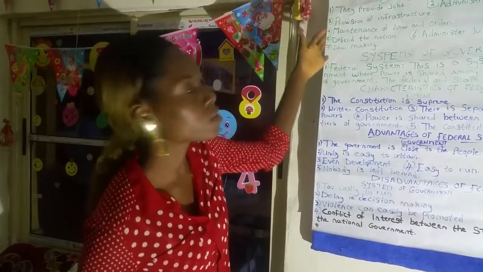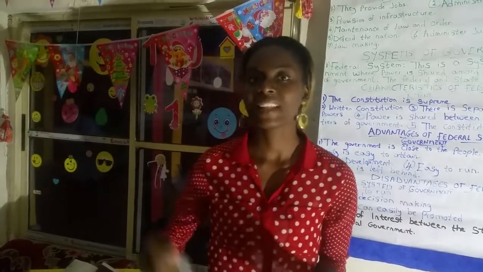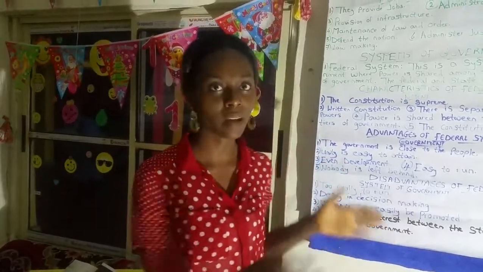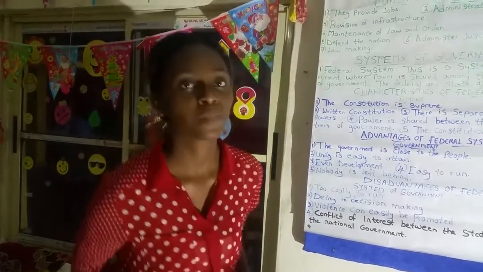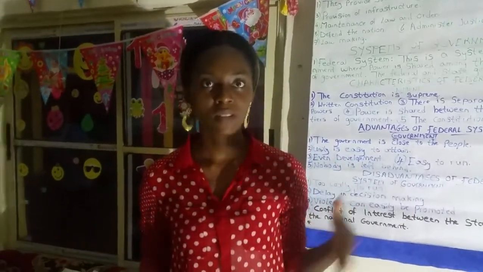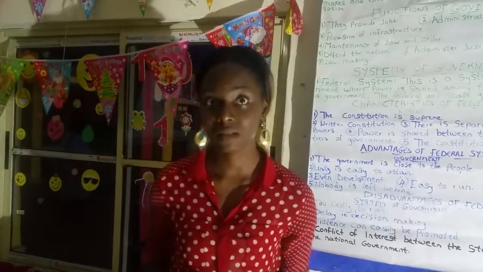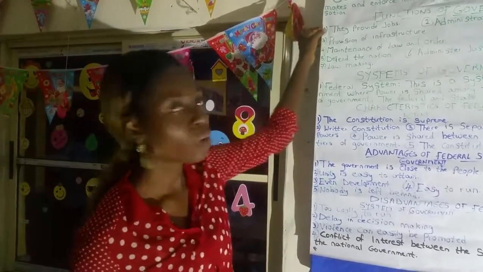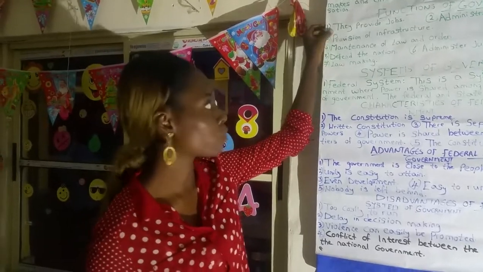Now we have different functions of government. In as much as government enforces law and makes laws, they have other functions also, not just enforcing law or making laws. The first one is they provide jobs. In our society, when there's no job, the youth say the government is bad, because it's the government's responsibility to create jobs for our citizens. So that's the first function of government: provision of jobs.